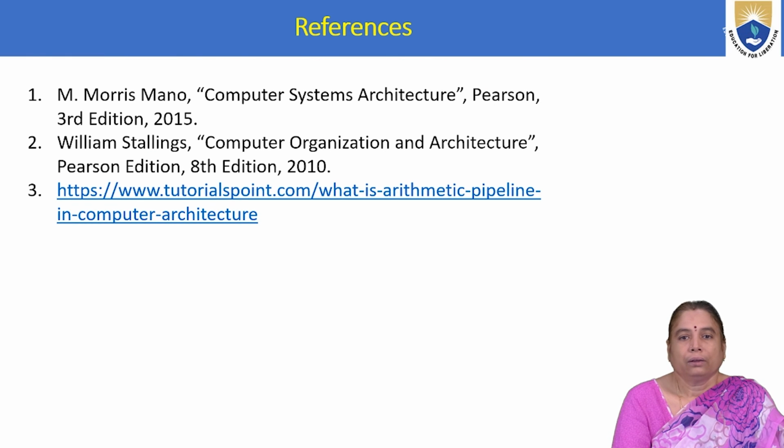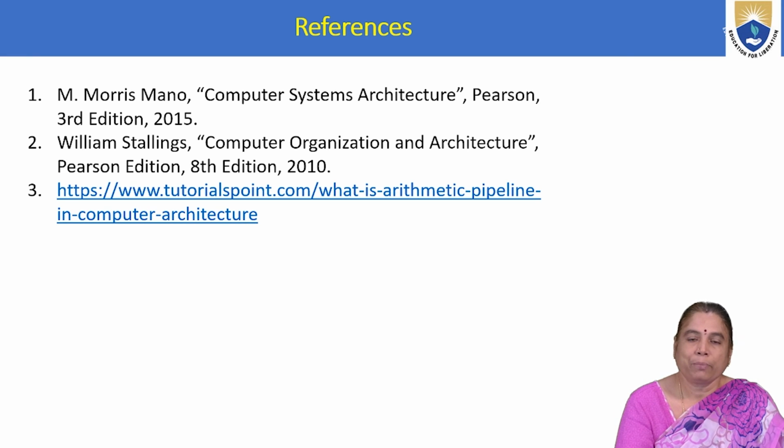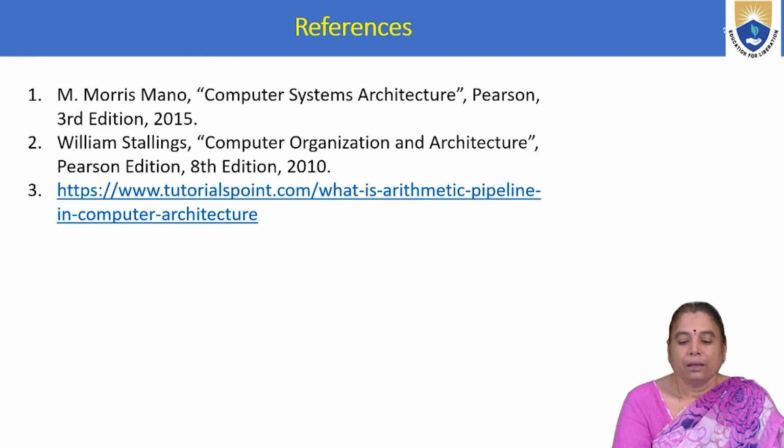So in this video, I have discussed the terms and definitions related to module 5 multiprocessors, and the references used in this video are Computer System Architecture, a textbook by Morris Mano, Computer Organization and Architecture, a textbook by William Stallings, and a web reference.